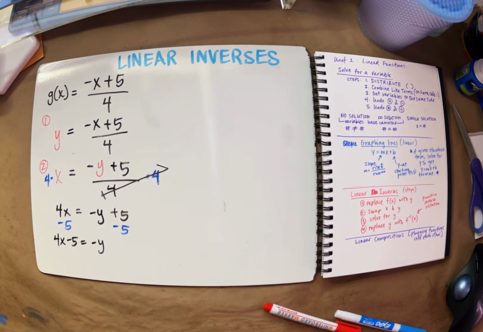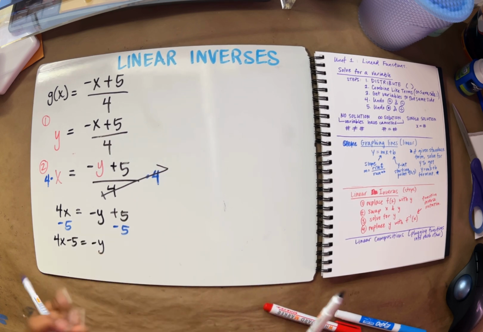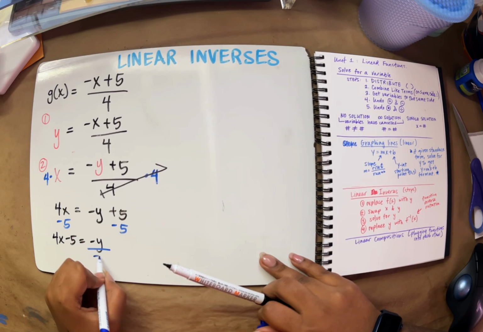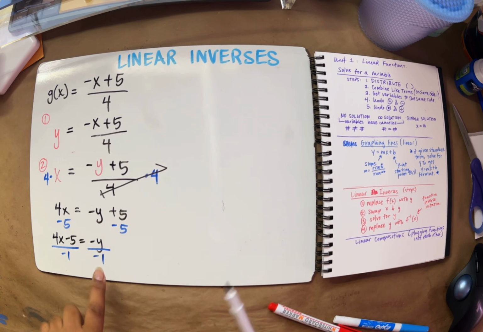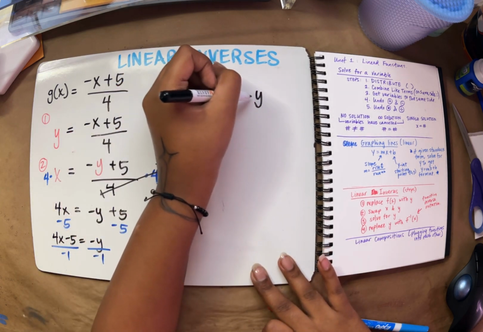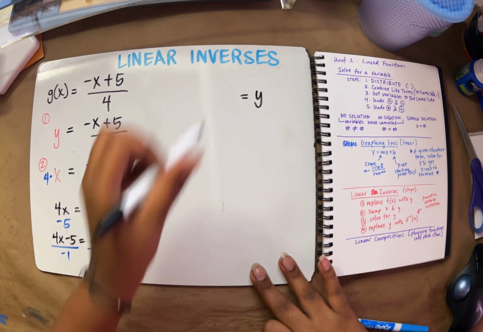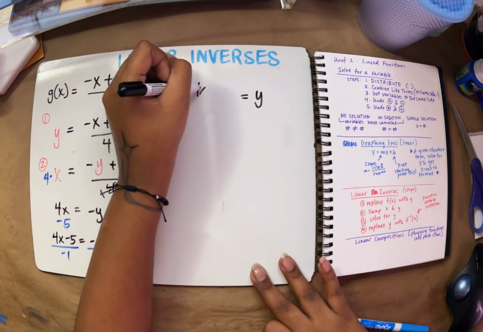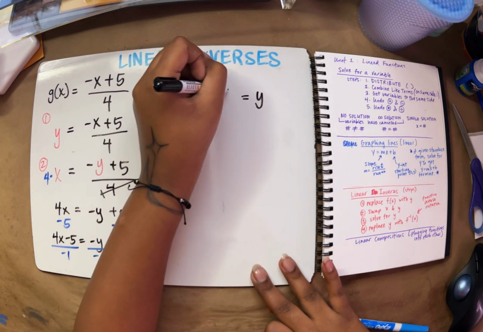My y is still not by itself. I must divide out that negative now. So I'm going to divide by negative 1 on both sides. What I do to one side, I must do to the entire other side. So I see a form of 1. This negative and this negative cancel out. So now I have y is equal to 4x divided by negative 1 and negative 5 divided by negative 1.